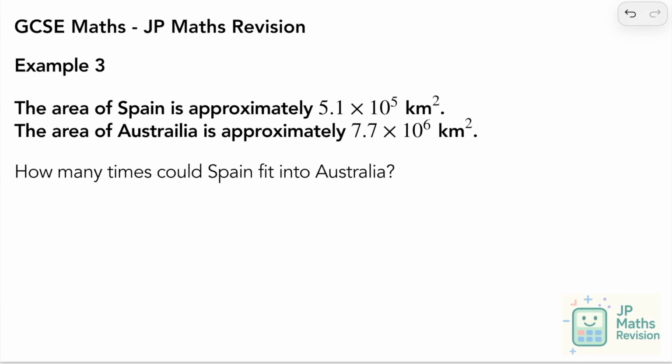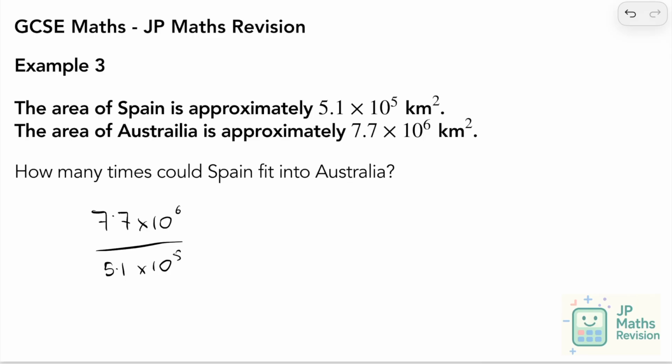So here's another example. So this time we're looking at the area of Spain and the area of Australia. So the area of Spain is 5.1 times 10 to the 5 square kilometres, and the area of Australia is approximately 7.7 times 10 to the 6 square kilometres. So what we need to do is work out how many times Spain could fit into Australia. So because we're trying to find how many times Spain fits into Australia, we need to divide. So we're doing the area of Australia divided by the area of Spain. So we're doing 7.7 times 10 to the 6 divided by 5.1 times 10 to the 5.